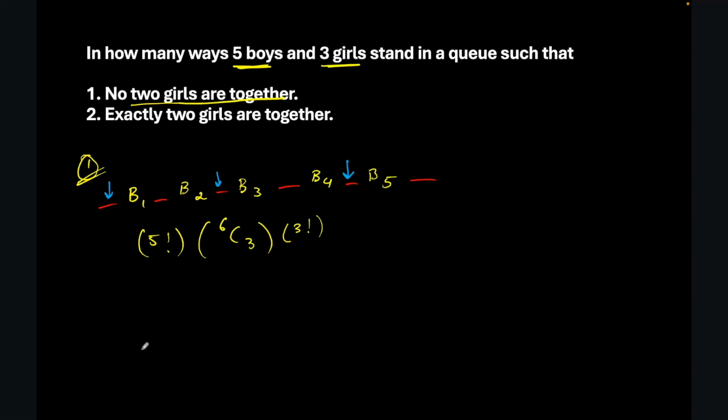Short and simple. And in the last part, we were told that exactly 2 girls are together. Okay, exactly 2 girls are together. So now how should we bundle them up? This is a little bit of a tricky situation. Let's say we have 3 girls: girl 1, girl 2, girl 3. How many ways can they be bundled in a group of 2? This is basically 3C2. So there are 3 ways.